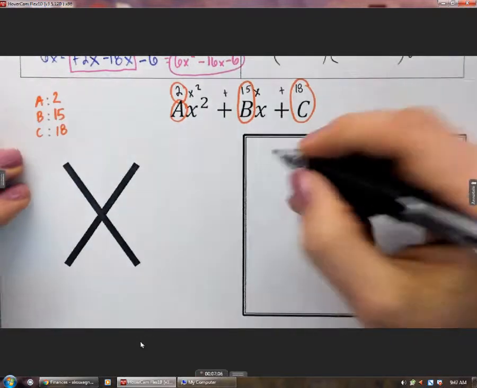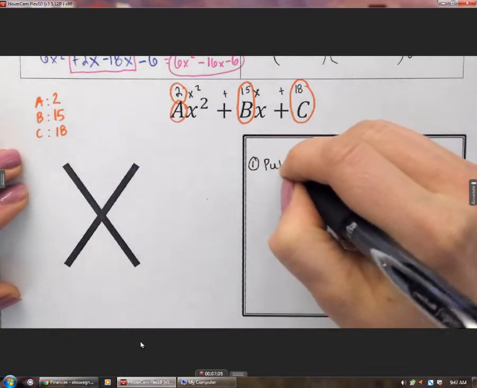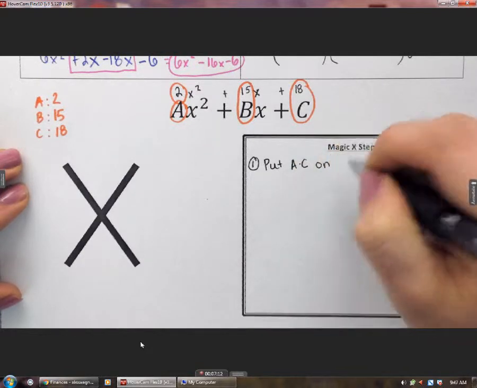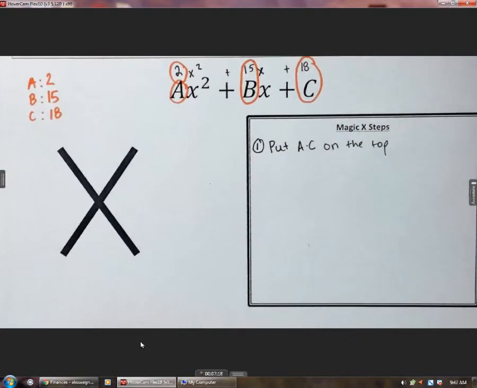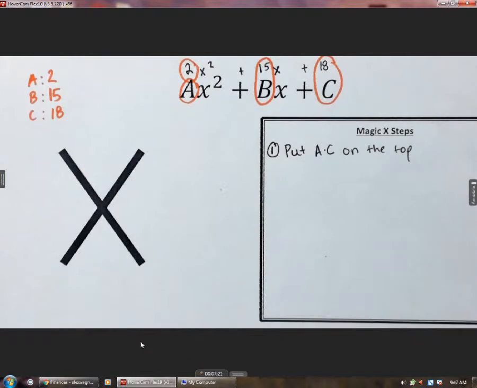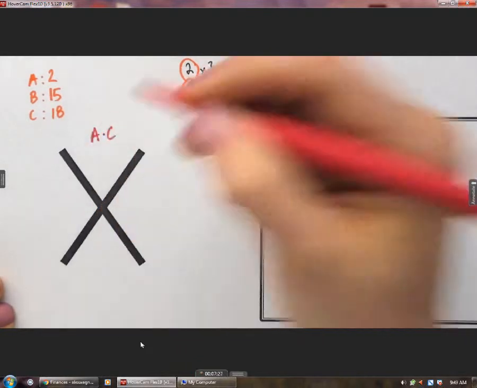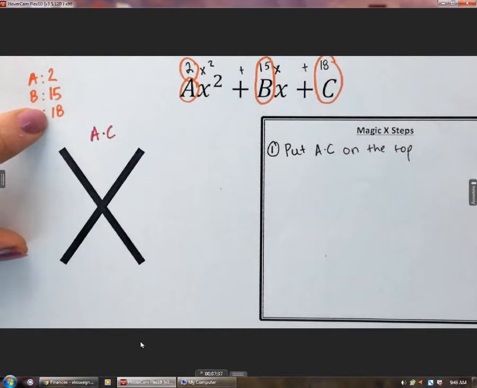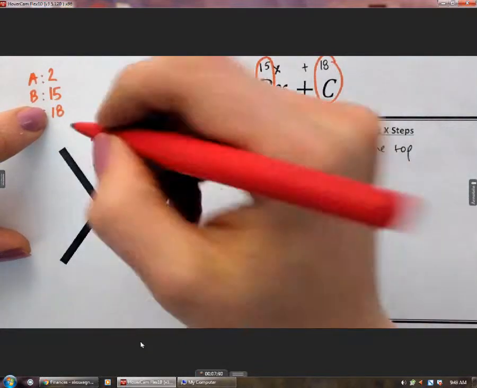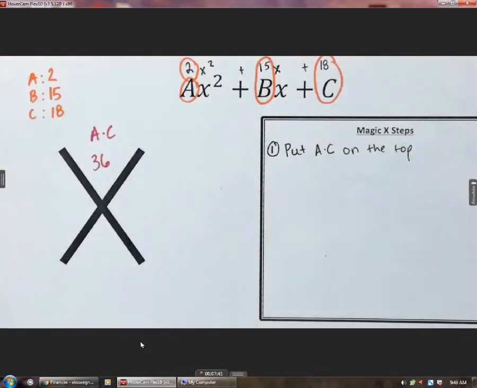Your first step for Magic X is to put A times C on the top. A times C goes on the top. I'm going to write this in red. What's my A times C this time for this example? 2 times 18. Someone help me out. What's 2 times 18? Nice. Some of you probably knew that in your head. 36. Okay, that's step 1. Think you can handle that?